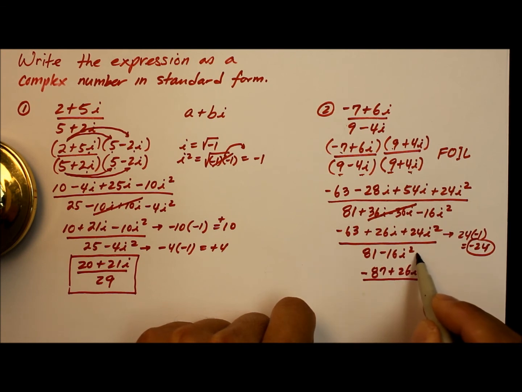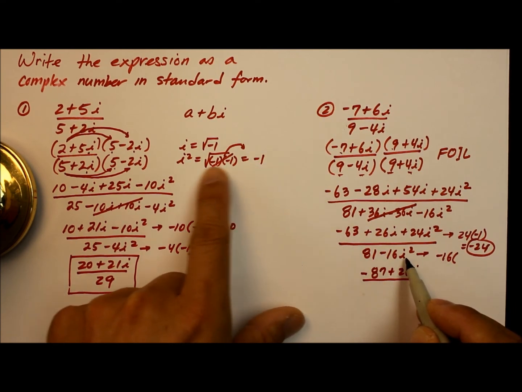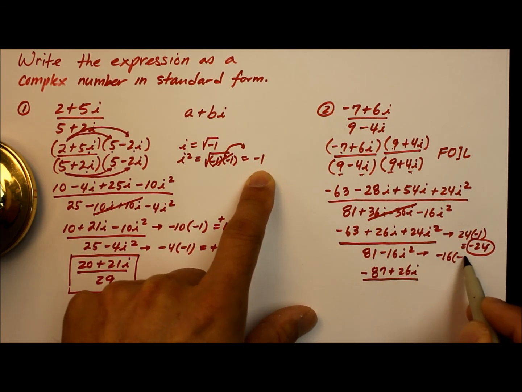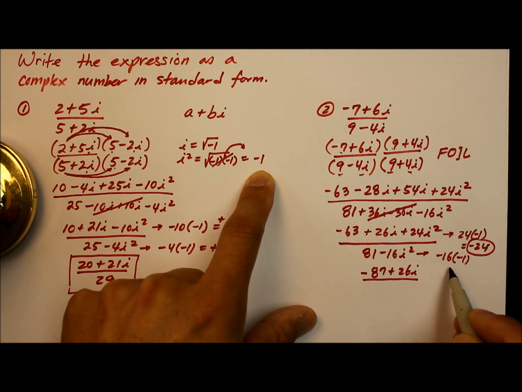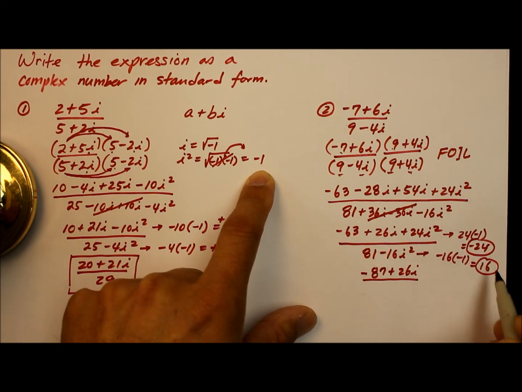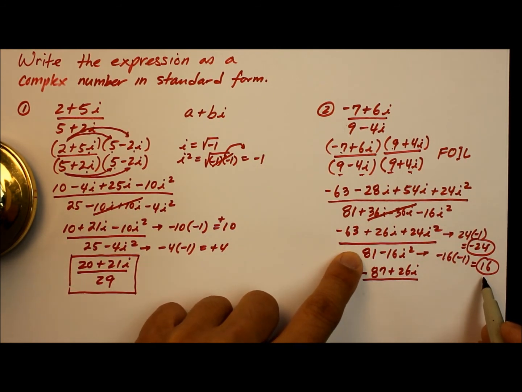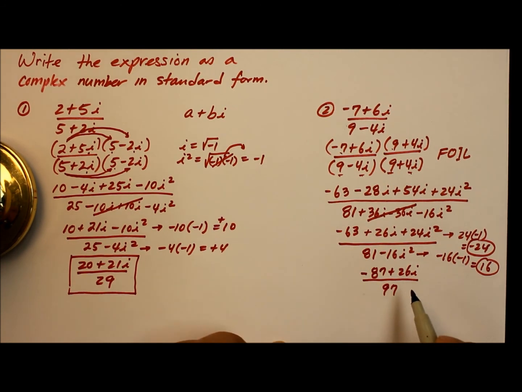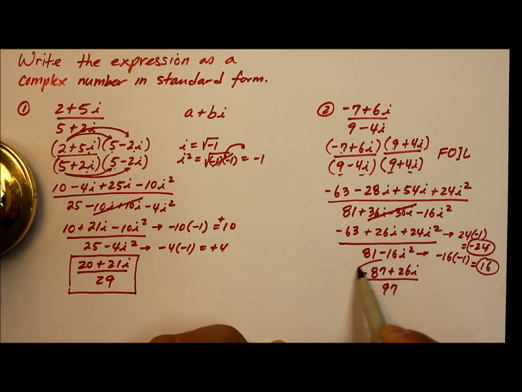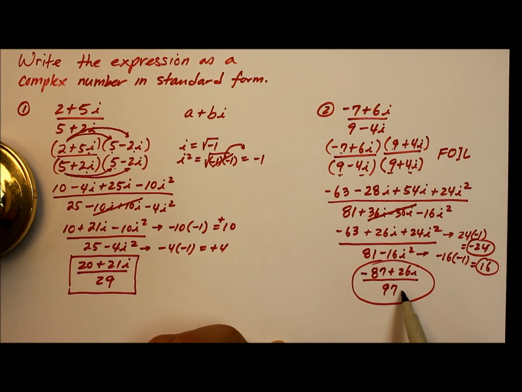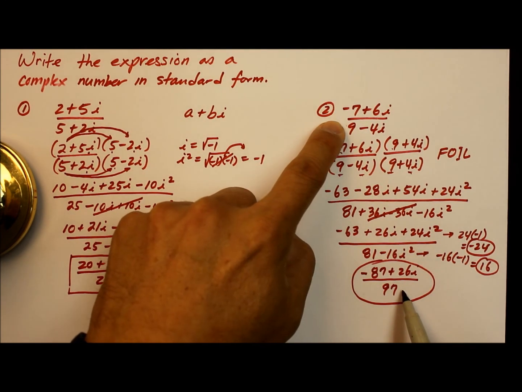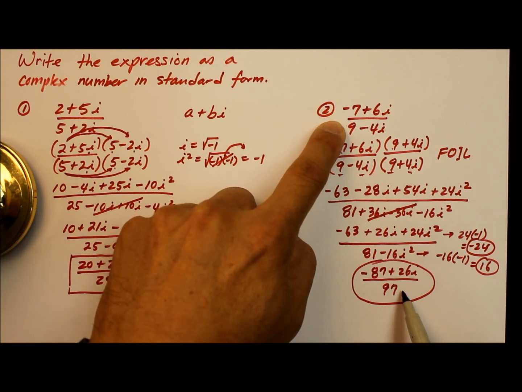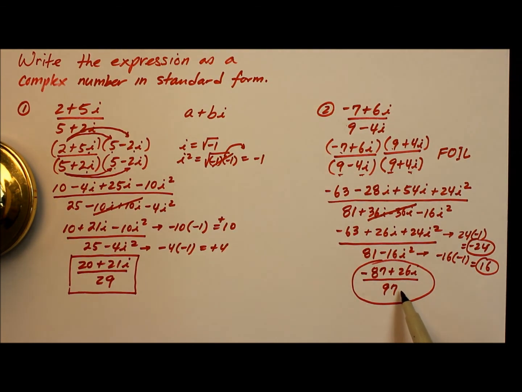Over this one also, negative 16, and i squared is defined as negative 1. So negative 16 times negative 1 is positive 16. And we're going to combine that with this constant 81, which will give you 97. And so, this is our final simplified form of this quotient involving imaginary numbers, the complex number system. Very good.